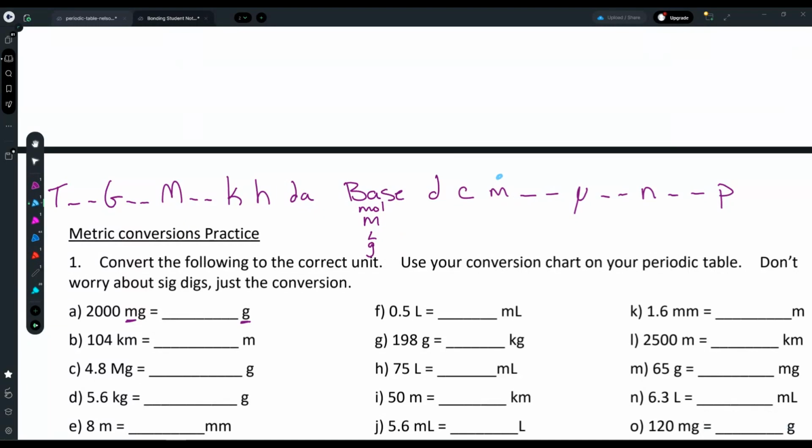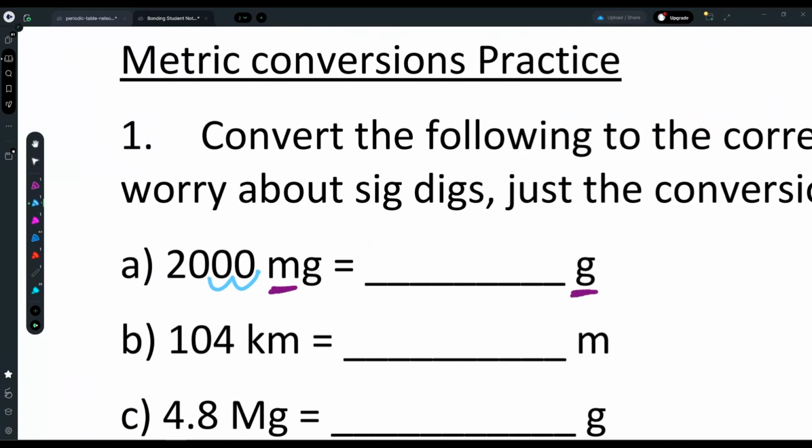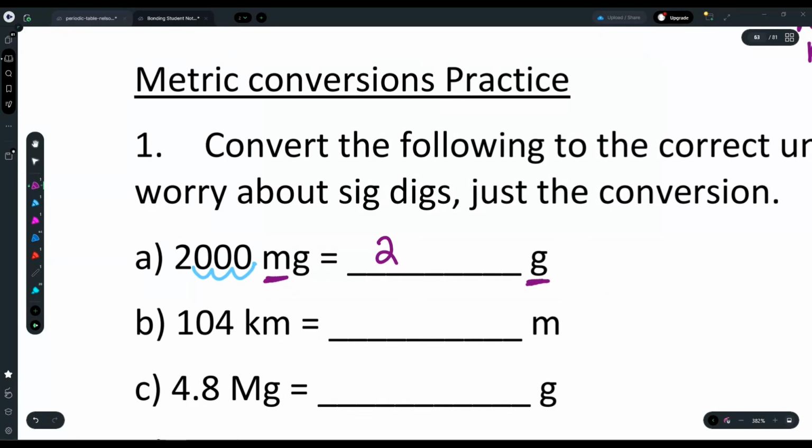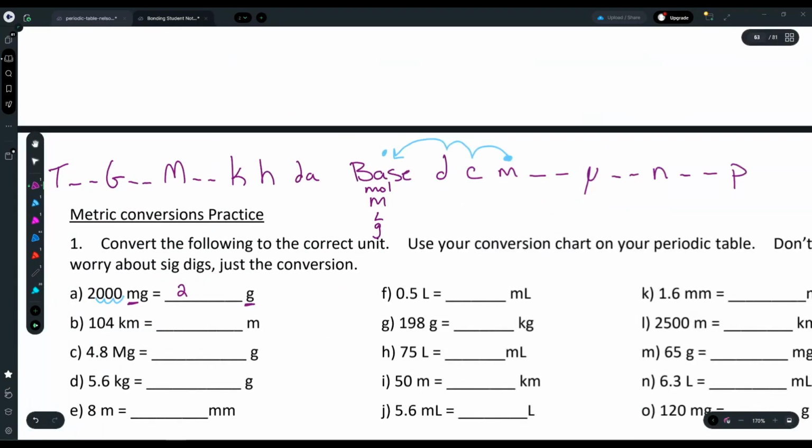Anyways, we're starting at milligrams and we want to go to grams, which is a base unit. So I map out where I'm starting and where I want to go, and then I start with the units I'm given, and then I count 1, 2, 3. So this tells me that I need to move the decimal 3 to the left. So 1, 2, 3. So 2,000 milligrams is equivalent to 2 grams. Okay, I'm not going to worry about sig digs. The whole point of this is to just figure out how the metric conversion line works.